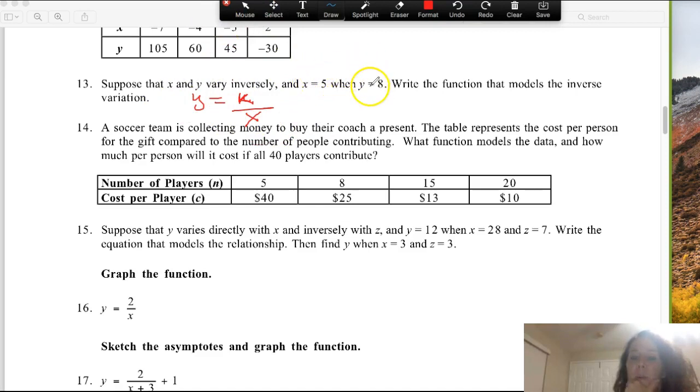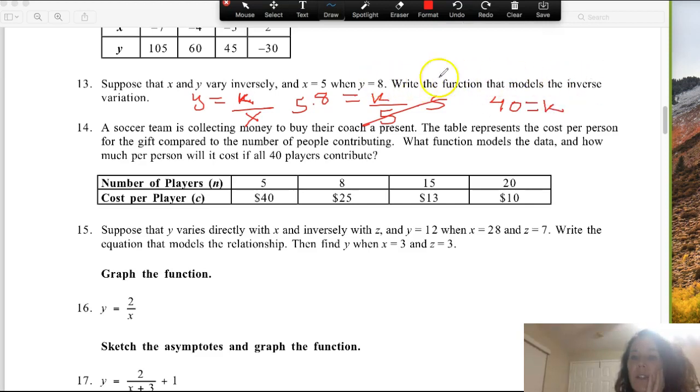X is 5 when y is 8, so I'm going to plug that in: 8 for y equals your constant, and 5 for x. Now to solve for k, I just multiply both sides by 5. We already knew back there, to get our constant for inverse variation, you go x times y, so you don't even have to do this. But 8 times 5 is 40. 40 equals my constant.